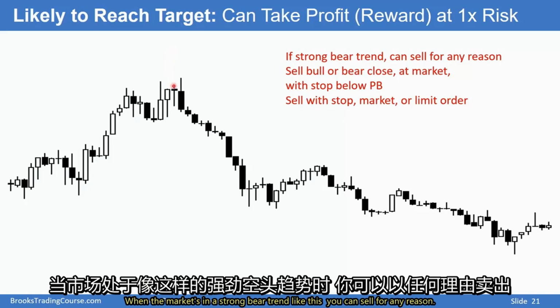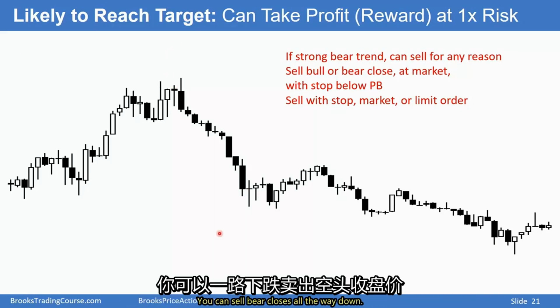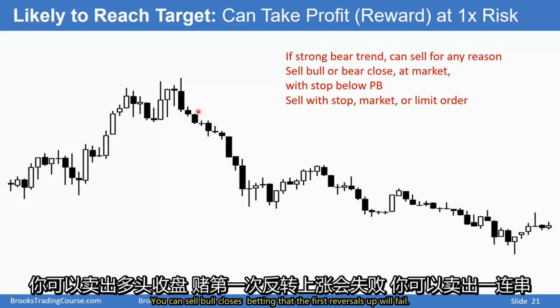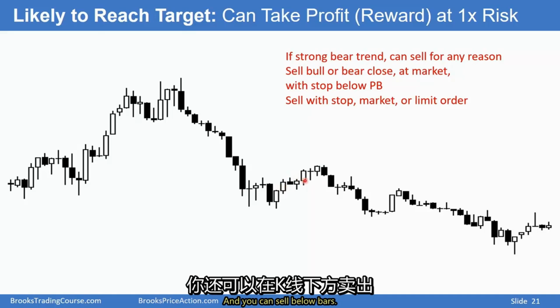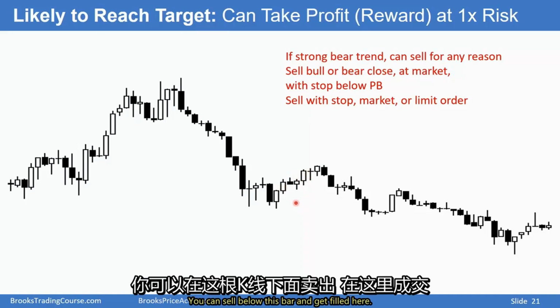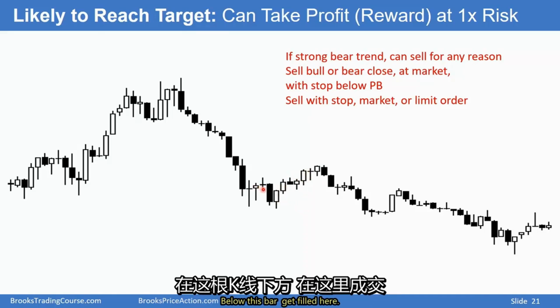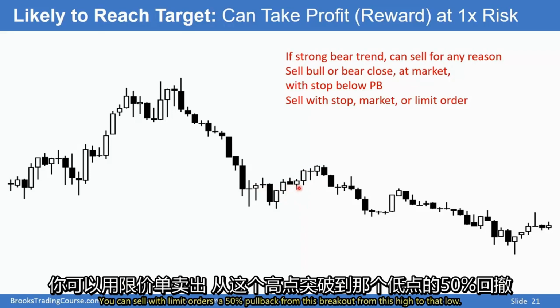When the market's in a strong bear trend like this, you can sell for any reason. You can sell bear closes all the way down. You can sell bull closes betting that the first reversals up will fail. You can sell strong bull bars in a series of bars as long as you think the reversal up is still only a bull leg in a trading range or a bear flag, which this is. And you can sell below bars. You can sell below this bar and get filled here, below this bar, get filled here. Use the correct stop, either here or here.